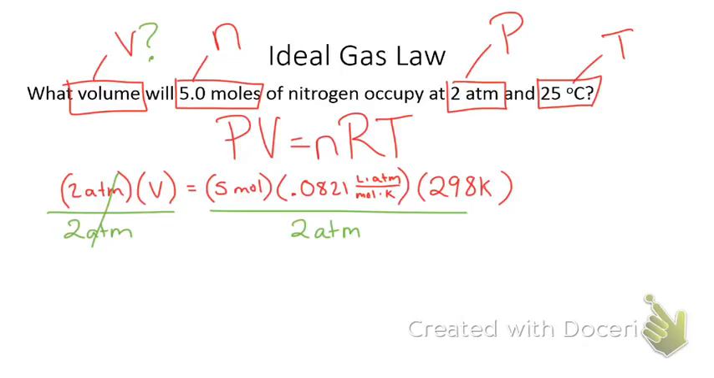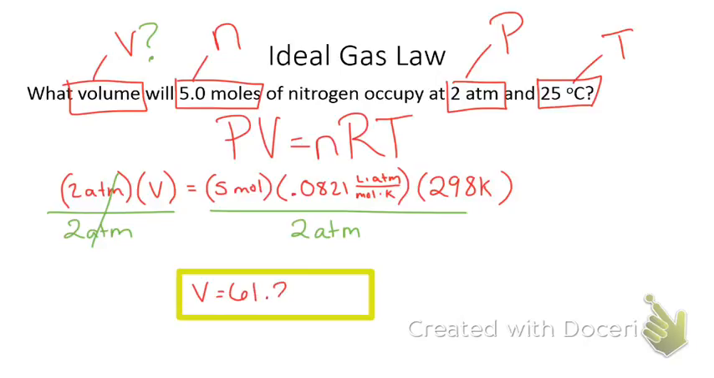So to solve this, punch in your calculator 5 times 0.0821 times 298 divided by 2. You should get, for a final answer, that your volume is equal to about 61.2. Depending on where you round, you might get something slightly different, but I got around 61.2 liters.